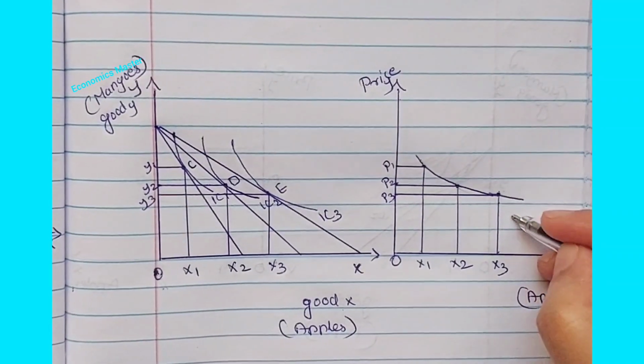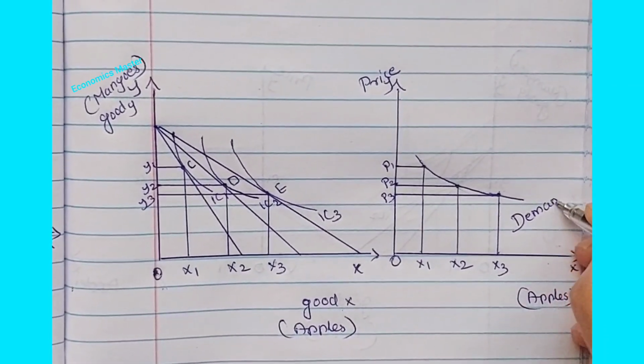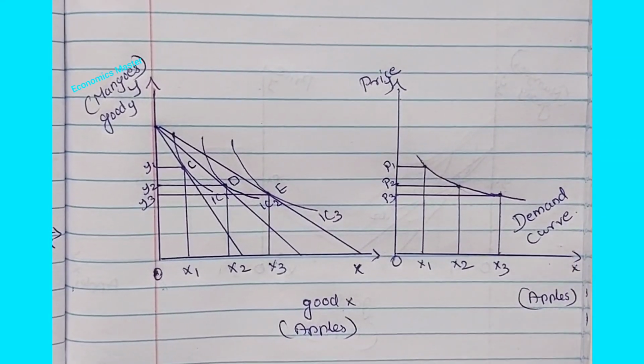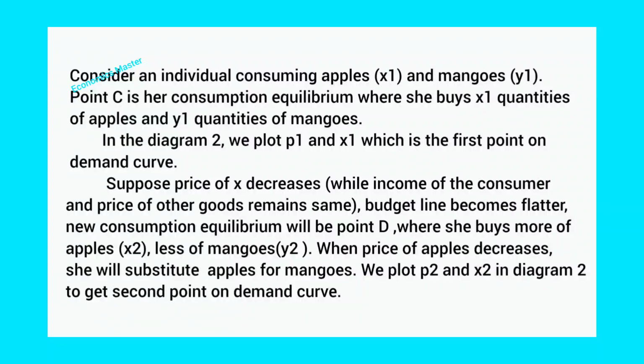The negative slope of the demand curve is due to the substitution effect and the income effect. When apples become cheaper, the consumer maximizes her utility by substituting apples for mangoes. This is the substitution effect. When the price of apples decreases, the purchasing power of the consumer increases, which increases demand for apples. This is the income effect of the price change.